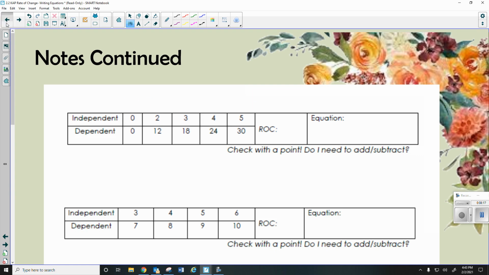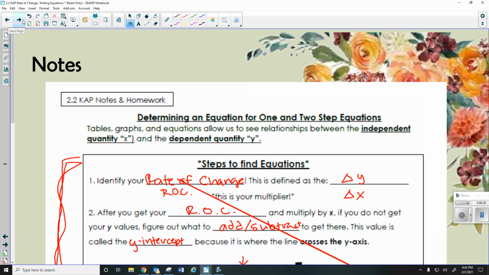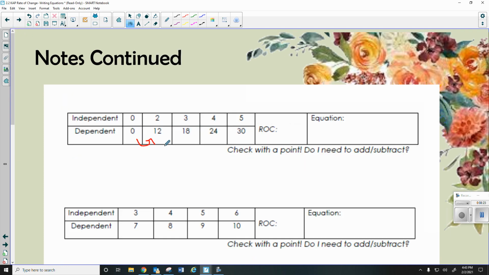On those steps, I need to find my rate of change first. From a table, I want to find my change in Y over my change in X. Independent is my input, which is my X. Dependent depends on what I put in, that is my Y. We need to figure out what's happening each time. From 0 to 12, plus 12, 12 to 18, that's only 6, that's 6 again, and 6 again. That one's weird. That's plus 2, plus 1.